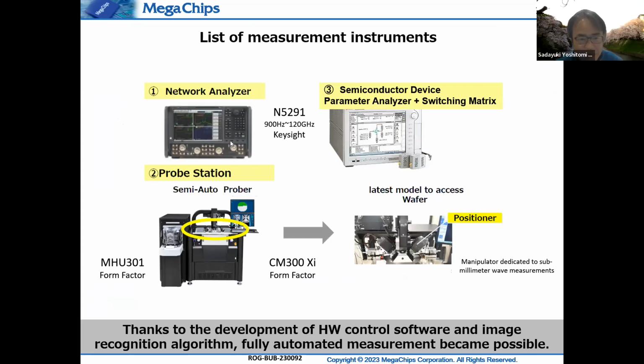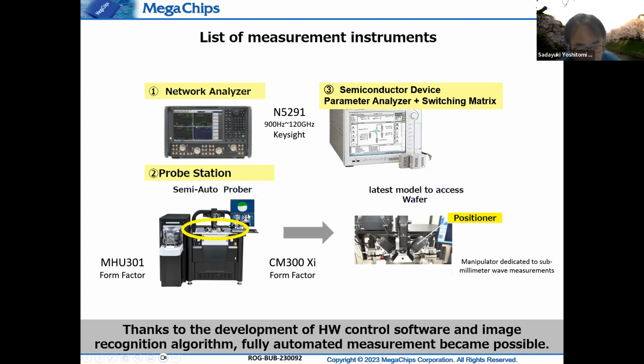Okay, I go back to the list of measurement instruments. I have to say that the network analyzer's advancement is really very remarkable. Once I succeed in calibration, most of the up-to-date network analyzers are really stable for between 2 and 3 days without any calibration. And this helps us greatly in extending the time for continuous measurement work.